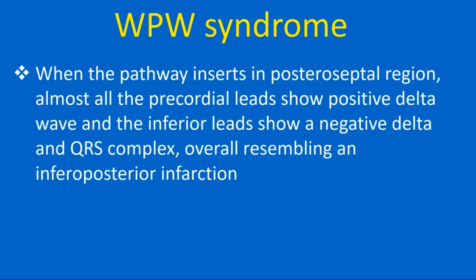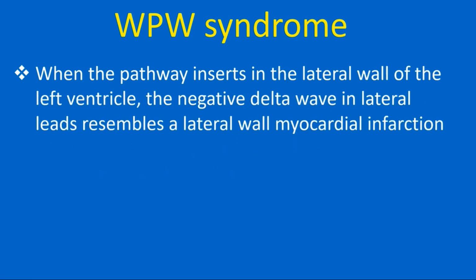When the pathway inserts in the posteroseptal region, almost all the precordial leads show positive delta waves and inferior leads show negative delta and QRS complex, overall resembling an inferoposterior infarction. When the pathway inserts in the lateral wall of the left ventricle, the negative delta wave in lateral leads resembles a lateral wall myocardial infarction.